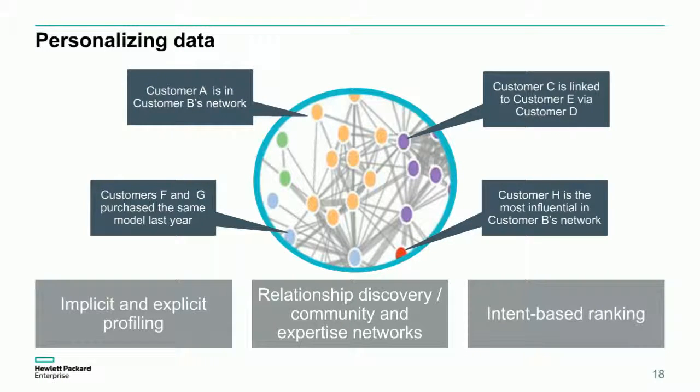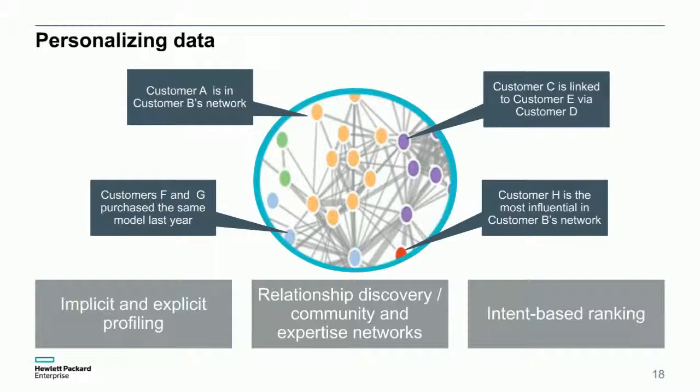Now, the internal version of relationship discovery is the identification of community and expertise networks. Organizations are getting larger, so being able to track down other users in your community or expertise network demands automation. Word of mouth and manually poring over directories simply isn't efficient.